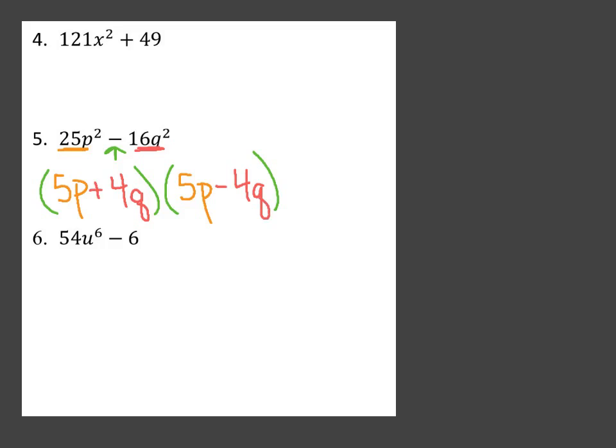Our last example, number 6. First, I need to check for GCF. So I'm looking at 54 and at 6 to see if they have anything in common. Well, they both can be divided by 6, so I'm putting the 6 in the front. Then 54 divided by 6 gives me 9, u to the power 6. 6 divided by 6 would be 1.